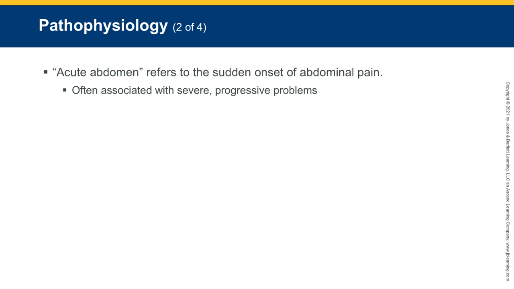The term acute abdomen refers to the sudden onset of severe abdominal pain, often indicating a medical emergency. Conditions such as peritonitis, appendicitis, or bowel obstruction can rapidly progress, requiring prompt medical intervention to prevent complications.